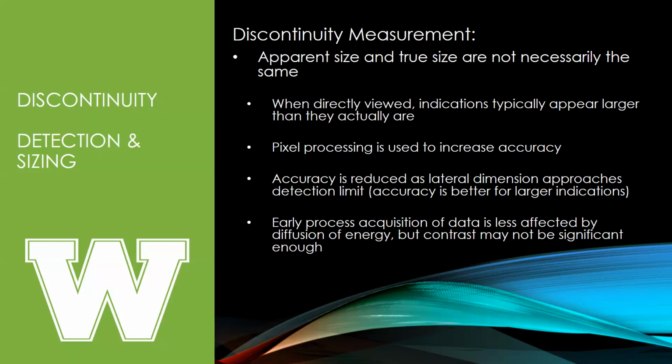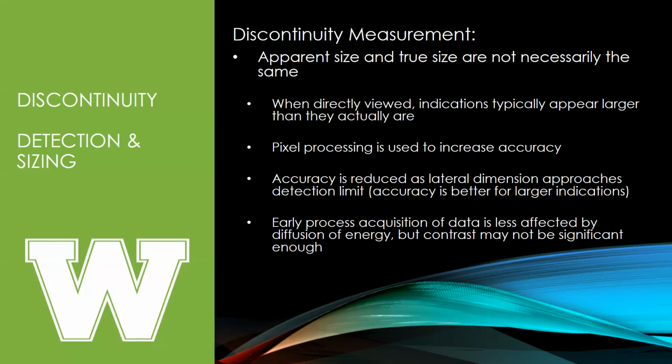And so in order to improve that, we often use pixel processing. There are algorithms that can look at that diffusion of energy and figure out where it is due to a difference in the diffusivity of the material, and where it is due to the residual energy diffusing through the non-damaged portion of the material. Another factor is the accuracy as the lateral dimension approaches the detection limit. As a flaw gets smaller and deeper, it reduces our accuracy. So accuracy is best for larger flaws or larger areas of damage.